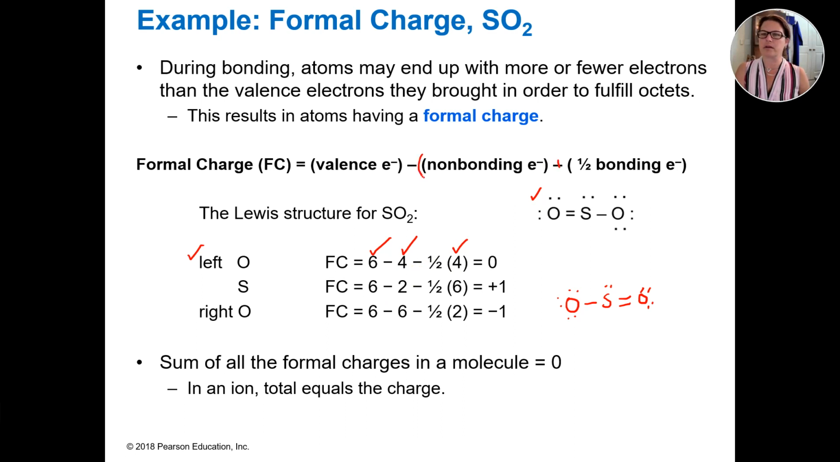Okay, mathematically it'll work out the same. I just prefer to stick with one method. So we get 6, 4, and half of 4 is 2, minus 6, 0. And that's awesome. The right oxygen, it's going to be minus 1. It's a higher charge, but at least it's the negative. And the negative we want on the most electronegative thing. If we have to have a negative, we want it on the most electronegative thing. And then sulfur, if you do the math, it's plus 1.